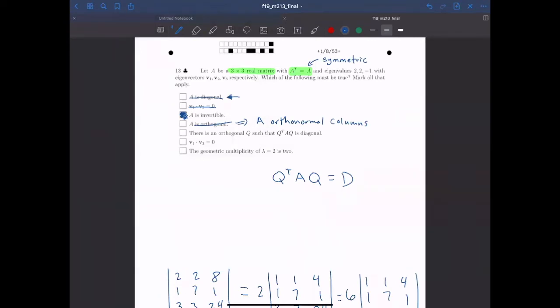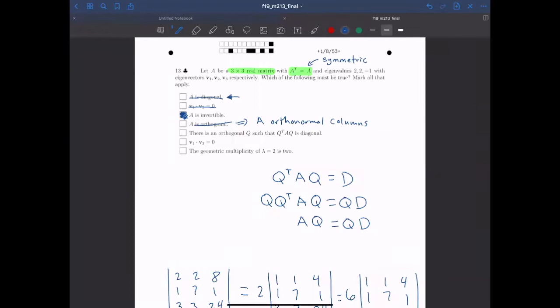Well, what does this kind of look like? This kind of looks like diagonalizability, right? Except it's just kind of rearranged a bit. If we multiplied both sides by Q, okay, well, Q times Q transpose, because our matrix was orthogonal, Q transpose is equal to the inverse of Q, and so this side cancels, and we just get AQ equals QD.